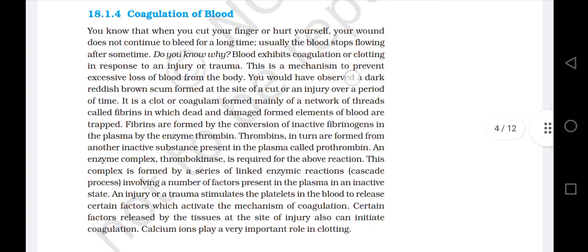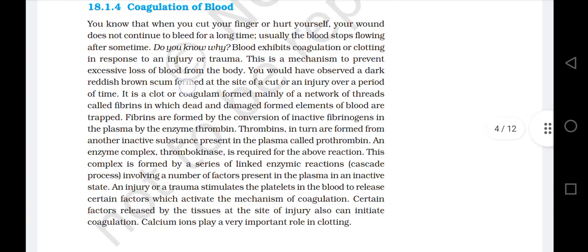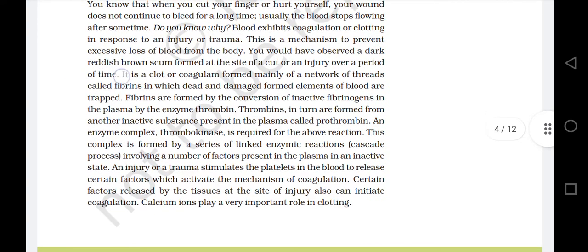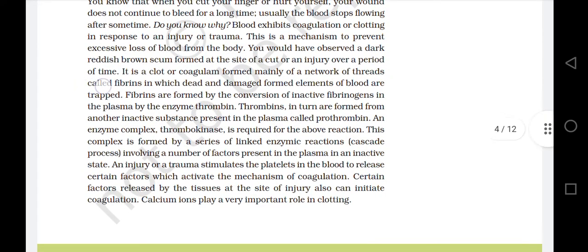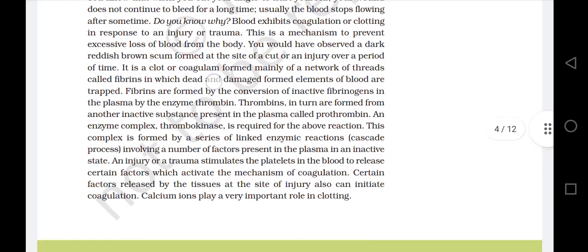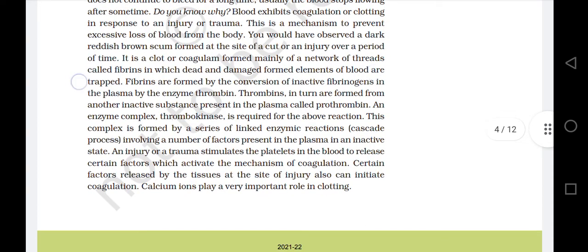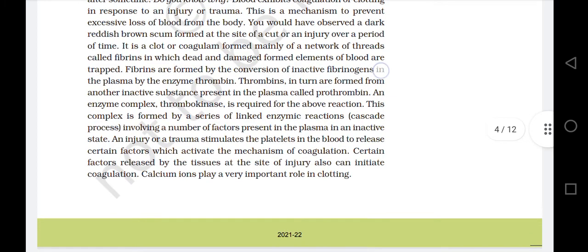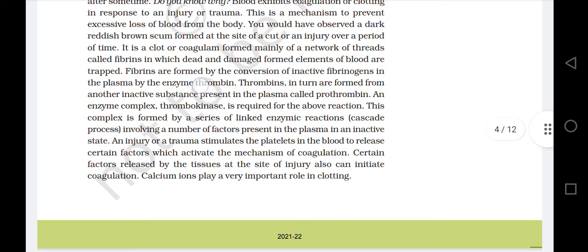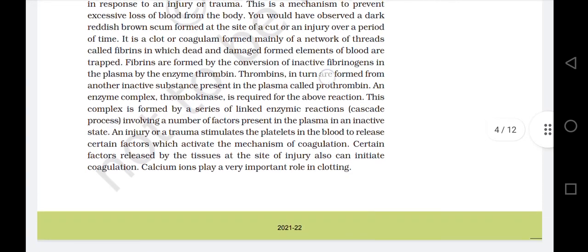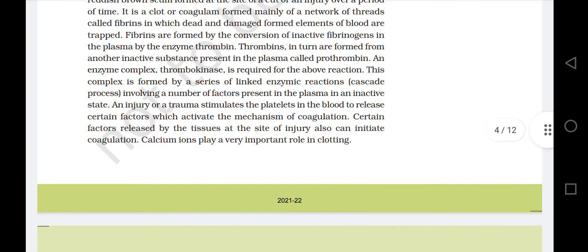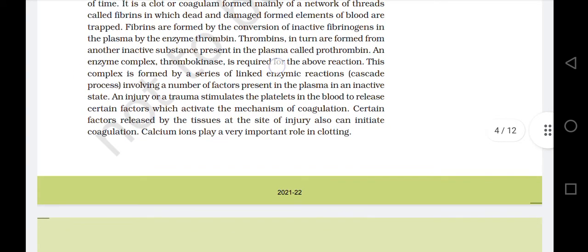You would have observed a dark reddish brown scum formed at the site of a cut or an injury over a period of time. It is a clot or coagulum formed mainly of a network of threads called fibrins, in which dead and damaged formed elements of blood are trapped. Fibrins are formed by the conversion of inactive fibrinogen in the plasma by the enzyme thrombin. Thrombins, in turn, are formed from another inactive substance present in the plasma called prothrombin. An enzyme complex, thrombokinase, is required for the above reaction.